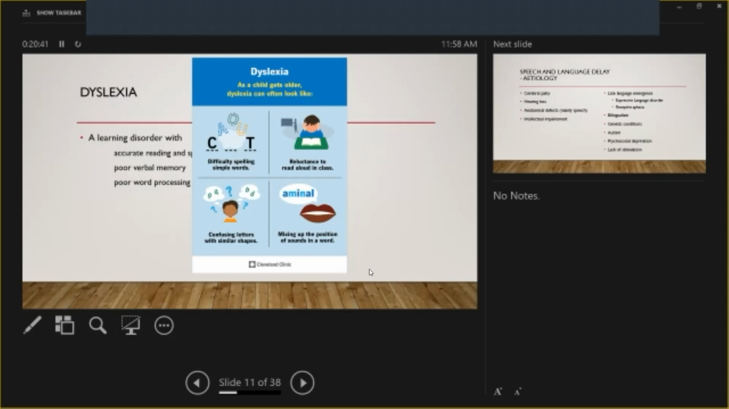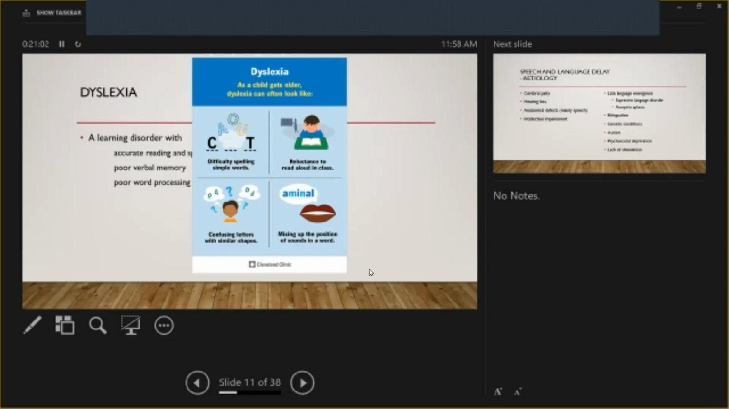The other one is, they are reluctant to read aloud in class because they get mixed up. Third, they confuse letters with similar shapes, B and D, or sometimes P and Q. They are very similar, so they mix them up. Sometimes they know the correct letters but don't put them in the correct order. So animal, they will write as aminal.